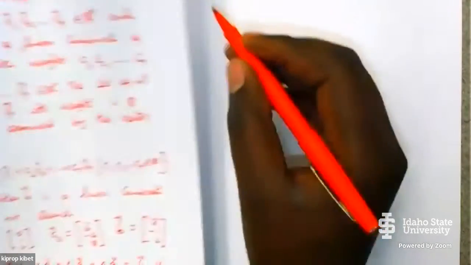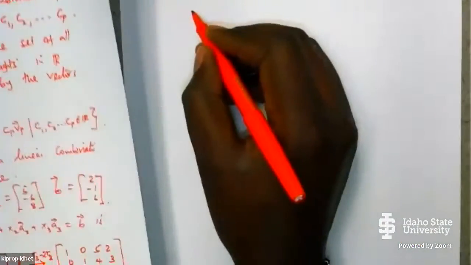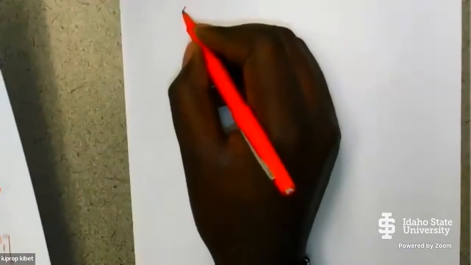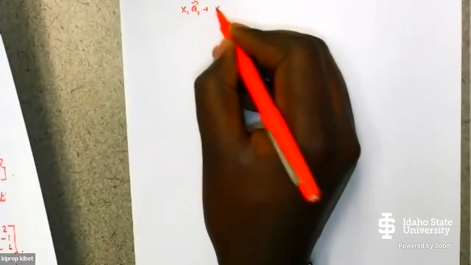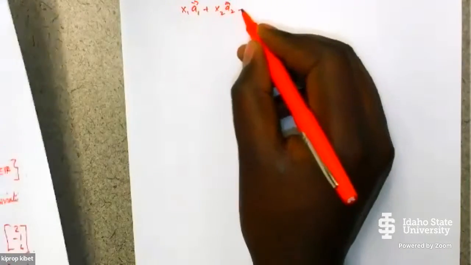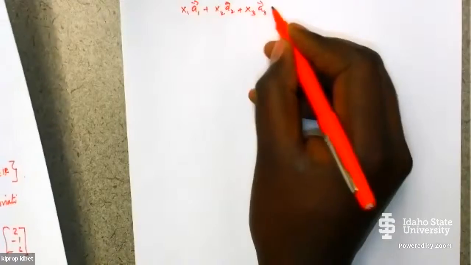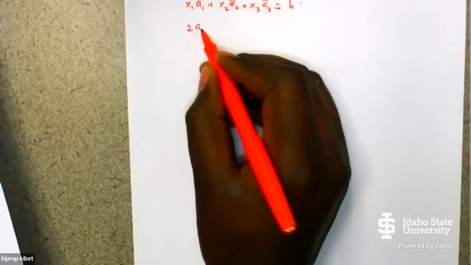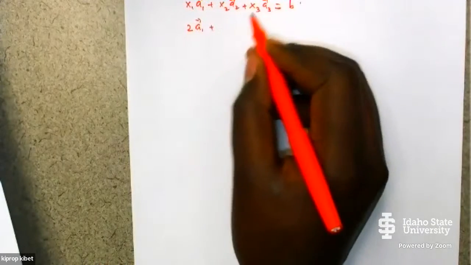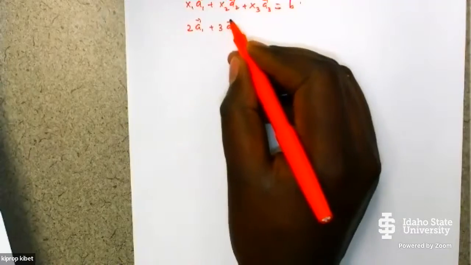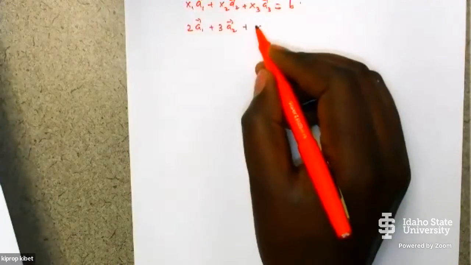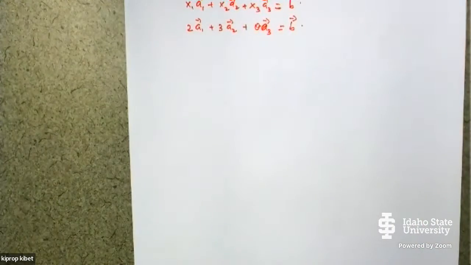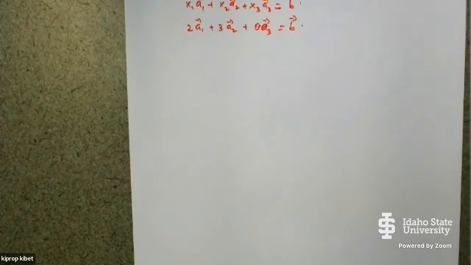here, we know that x1 A1 plus x2 A2 plus x3 A3 should be equal to B. So we have our x1 here is 2 A1 plus x2 is 3 A2 plus x3 is 0 A3 should be equal to B.